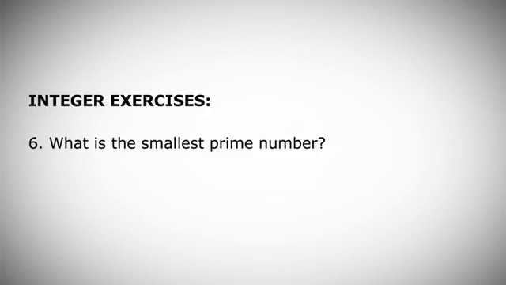Finally, let's take a look at number 6. This question asks us to identify the smallest prime number. Remember that prime numbers are numbers that are only divisible by 1 and itself, and prime numbers must be greater than 1. So the smallest prime number is 2. This is a very special prime number. You're going to want to remember it because it's the only even prime number. Now that we've gone through a couple of exercises, let's try a test question.